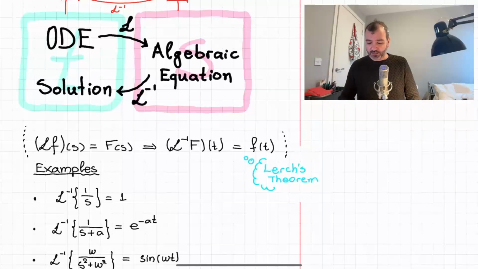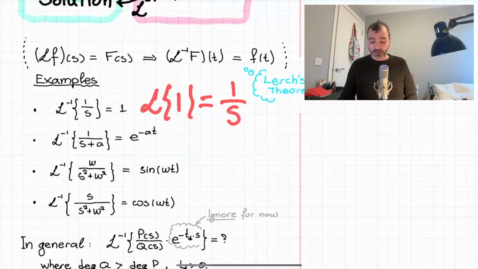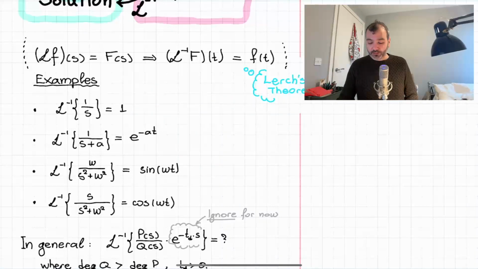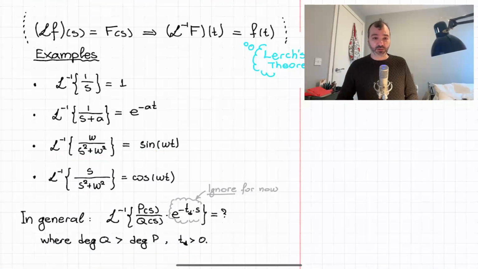So let's just think of the Laplace transform as a one-to-one correspondence between functions in the time domain and in the S domain. Examples: we already know that the Laplace transform of 1 is 1 over s. This means that the inverse Laplace transform of 1 over s is 1. Likewise, where does 1 over s plus a come from? It comes from e to the minus at. The inverse Laplace transform of omega over s squared plus omega squared is sine, and this formula here gives cosine.